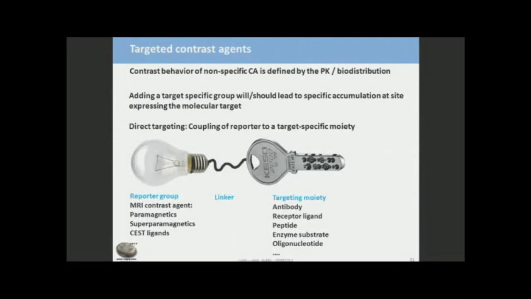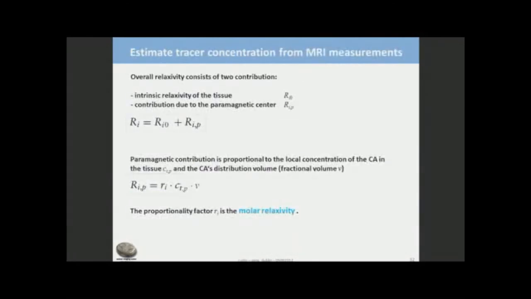If you make it target specific, you have to link your reporter group, paramagnetic, superparamagnetic, etc., to a targeting moiety here, which is an antibody or receptor ligand, which then finds its molecular target, hopefully, in the body. Here the key issue is probably not the probe's preparation, but rather optimizing the biopharmacokinetic properties so that it can reach its target. But I will not discuss this. This is part of different educational courses.